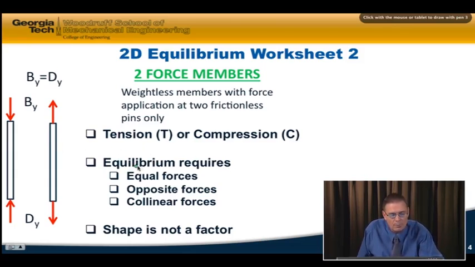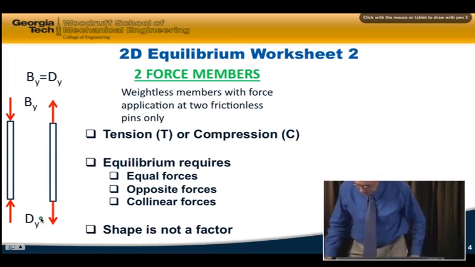Equilibrium required that the forces had to be equal to each other. They have to be in opposite directions, and they have to be collinear. They have to be along the same line of action. And so we found that By was equal to Dy. They were equal, in opposite directions for equilibrium, and collinear. And shape is not a factor.